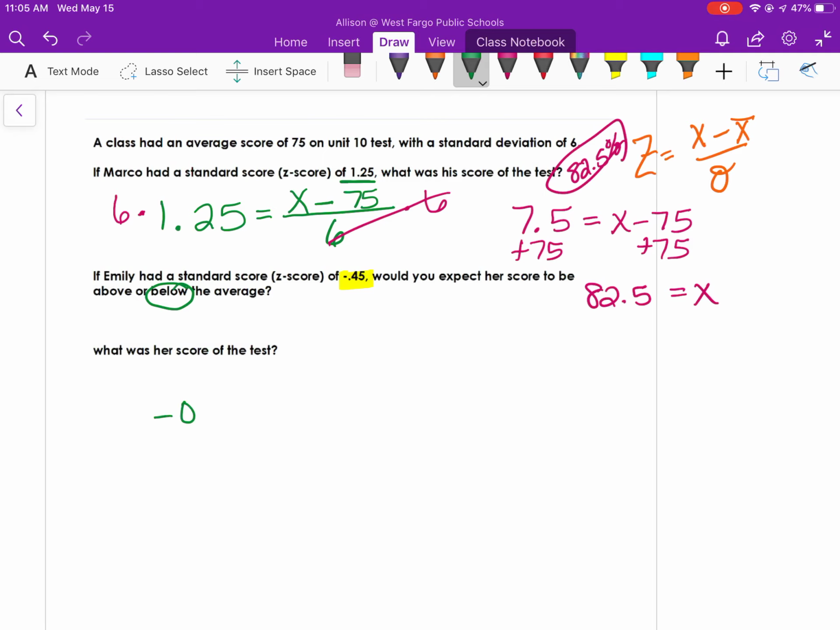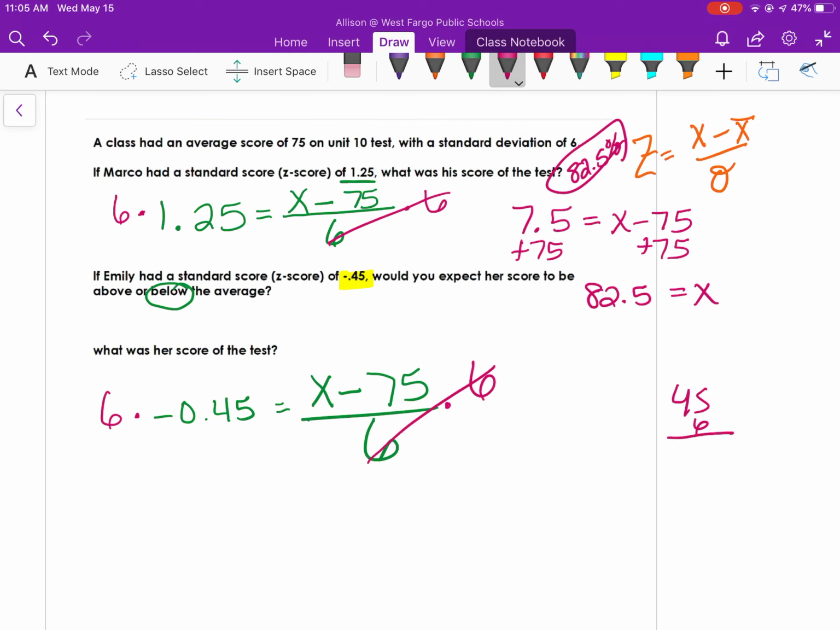Same idea, plug in negative 0.45 for the z-score. Her score minus the average divided by the standard deviation will give me the setup, and then I can solve it for her score, which is represented by the x. Since I have a divide by 6, multiply by 6 on both sides. Let's see, 45 times 6. Should have brought my calculator. 24, 27 would be 2.7. So negative 2.7 equals x minus 75, and add 75 to both sides.